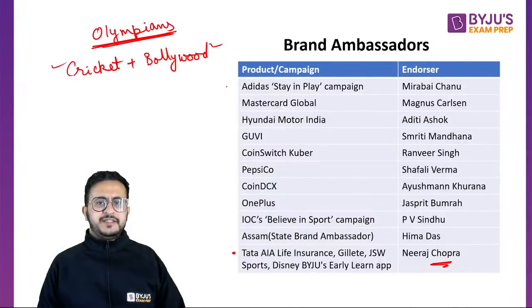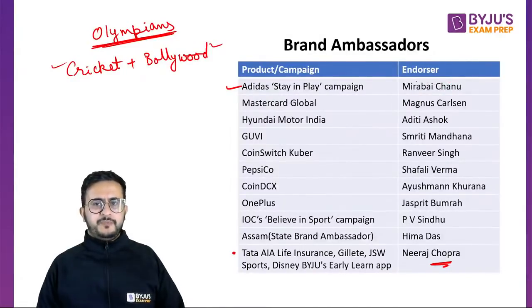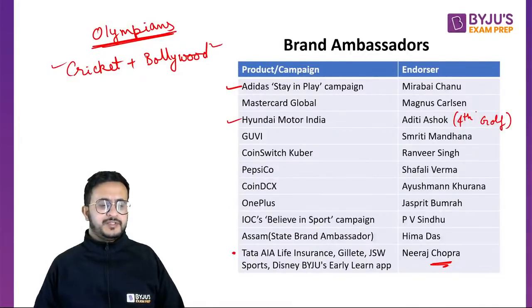Then you had the Adidas Stay in Play campaign by Mirabai Chanu, weightlifter and silver medalist in the Tokyo Olympics. Mastercard Global, Magnus Carlsen, number one chess player. Then Hyundai Motor India, Aditi Ashok, who got the fourth rank in golf. She just missed the medal by a whisker. Then GUI, a coding learning app.